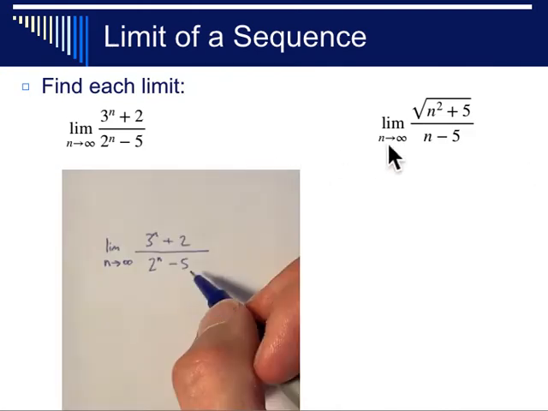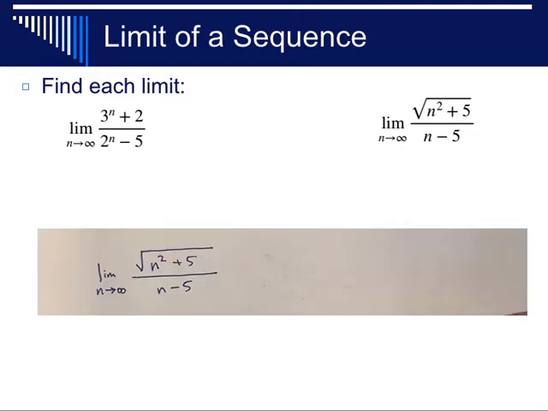All right. One last example. We're going to try to take the limit as n approaches infinity of square root of n squared plus 5 over n minus 5. This will require a clever little multiplication, and so if you want to give it a go ahead and try. Otherwise, you can watch and see what I did.